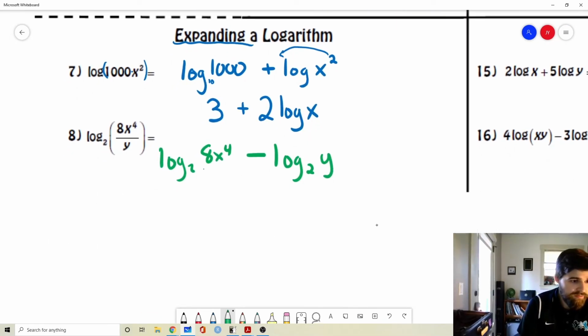Okay, so there's more to be done here. I can split this up. Notice that I do have an exponent here. I have x to the 4th power, but the 4th power is not involved with the 8, right? It's just on that x. So I'm going to split this first.